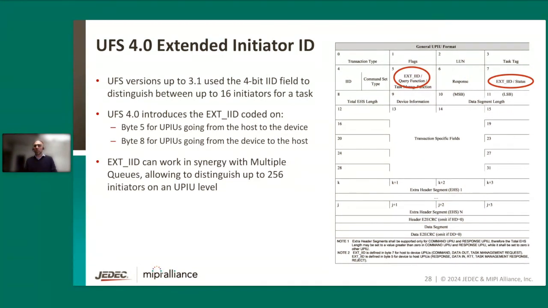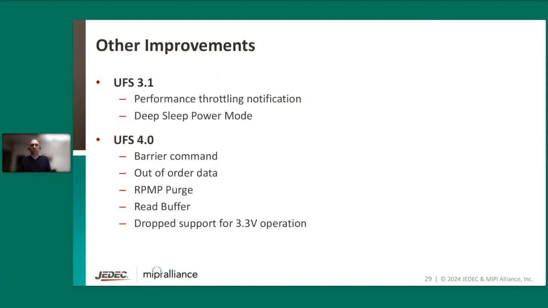Because of how the UPIU format was laid out, we had to use a little trick here: we have byte 1 for some transactions going from the host to the device, and byte 8 for the transactions going from the device to the host. But this is working in the field, no problem, and basically it allows us to distinguish up to 256 initiators on the UPIU level. Now, I see time is running a little bit out, so I will not go into the detail of all these other improvements that we have introduced.